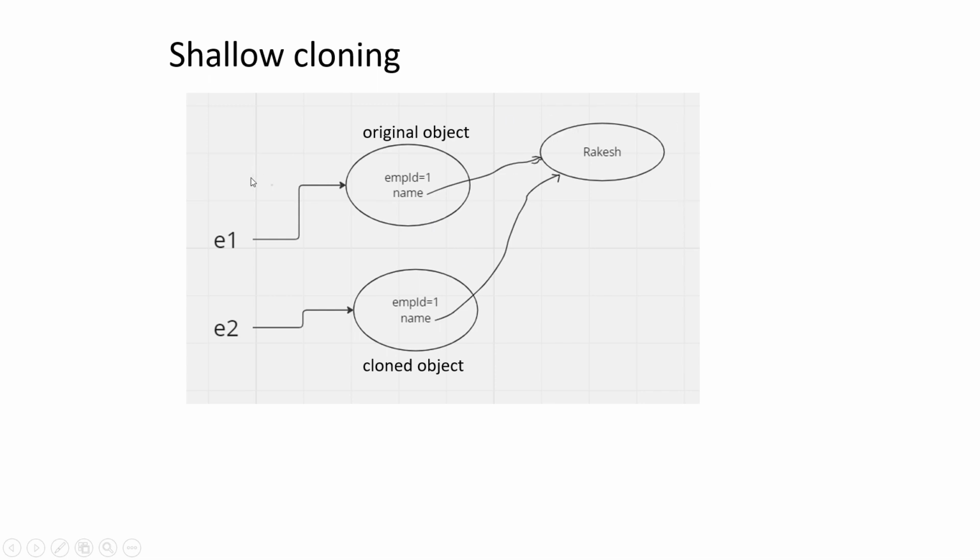So this is not good, right? For example, if you modify through the cloned object, the original object also gets modified. Yes. So this is how shallow cloning will be done by default. The Object class clone method will be doing shallow cloning like this.